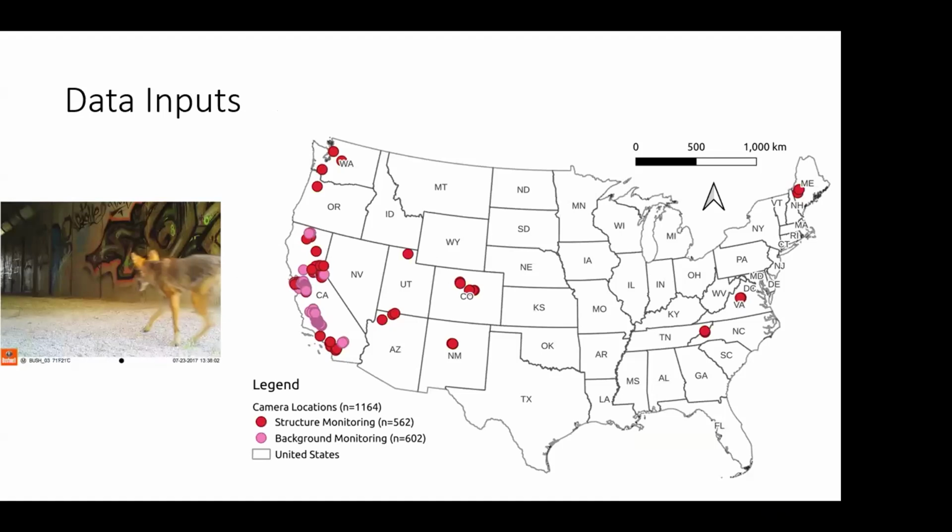So the data inputs came from throughout the country, thanks to the partners in those states. A lot of them were from California, but they were distributed throughout the states shown here. There were 1,164 camera locations, 562 were from structures, and 602 from background, meaning non-structure locations.